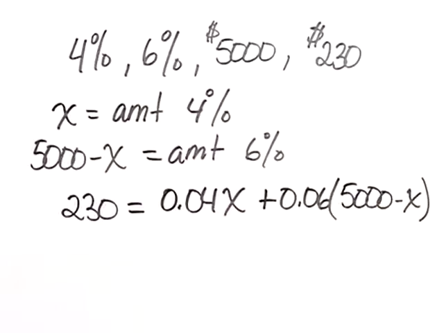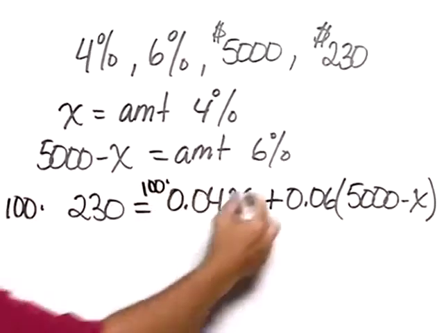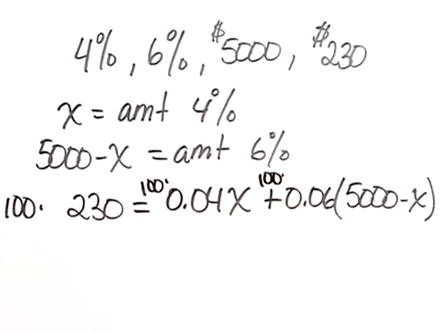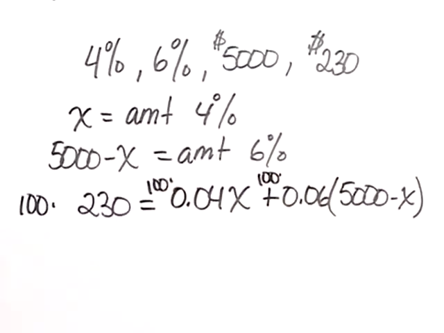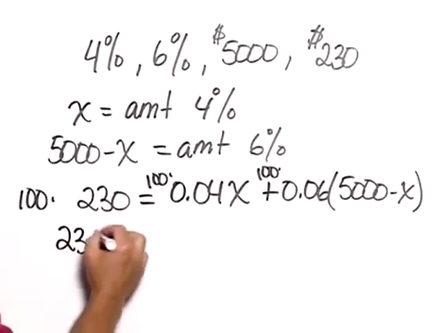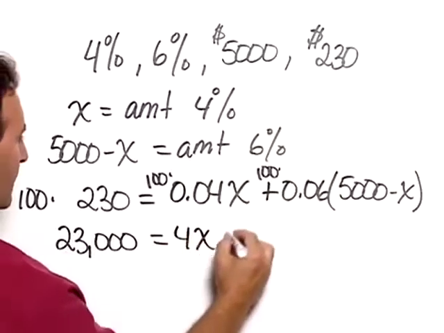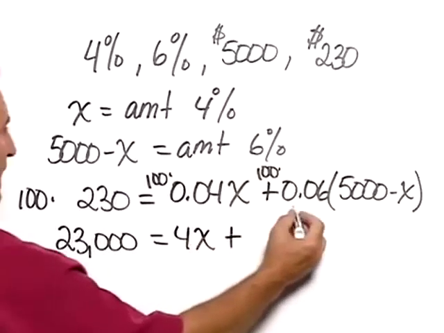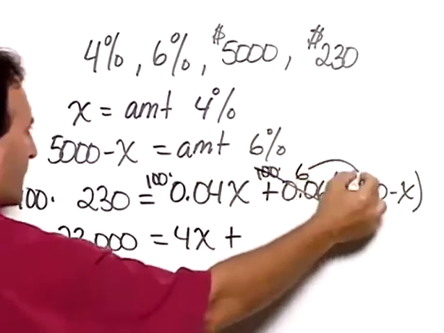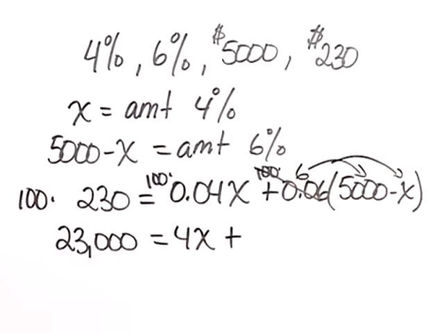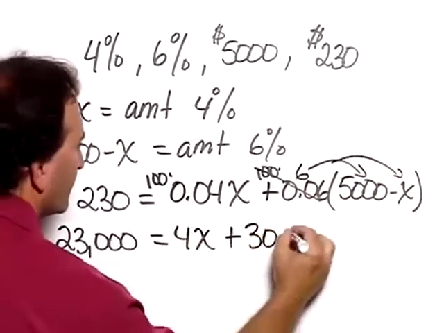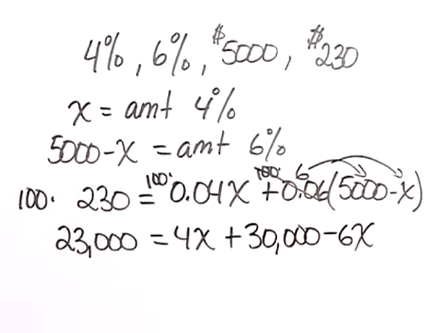One way of doing that would be to clear the decimals, and that means multiplying both sides of the equation by 100. And on the right side, that would mean each individual term, this term and that term. So what we have is 23,000 on the left side would equal 4x plus, now we would have 6, which we would have to distribute into the parentheses. And that would give us 6 times 5,000, which is 30,000, minus 6 times x, so minus 6x.